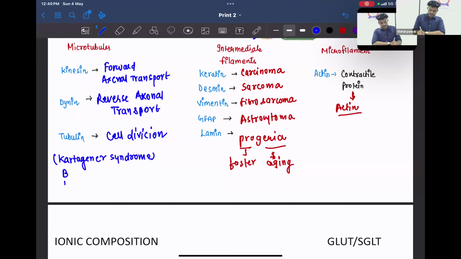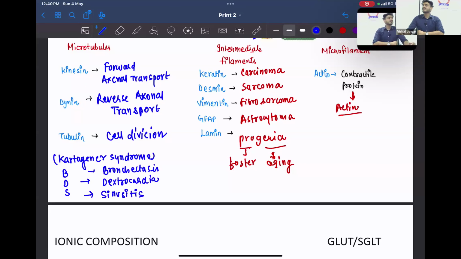And here you will be having the triad that is going to be BDS. BDS is going to be what? B, D, S. The triad will be, you will be having bronchiectasis, D for dextrocardia, and S for sinusitis.